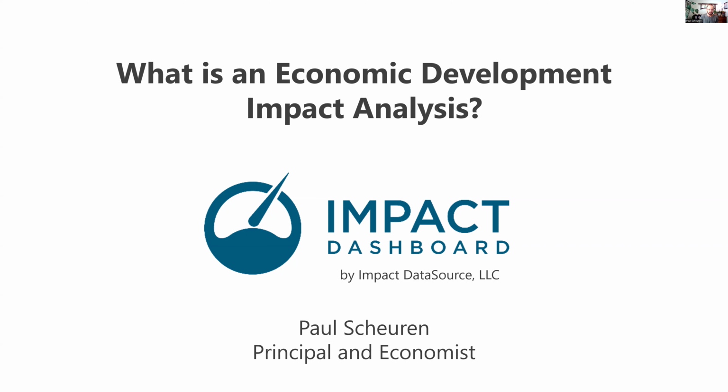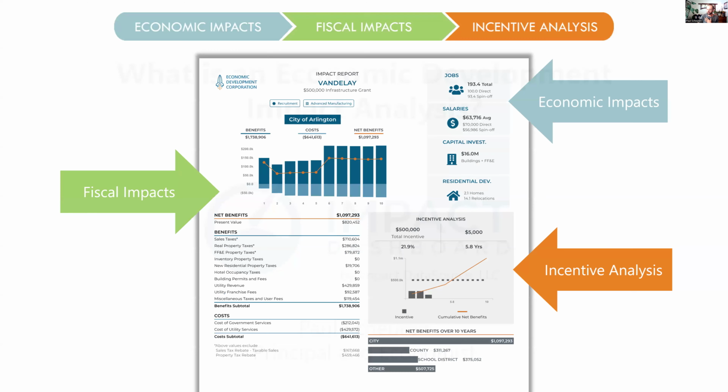But I'm going to jump on in here. So again, Paul Shurin with Impact Data Source. The concept of an economic development impact analysis, as we think about it, really combines three distinct elements that are connected and put together into that analysis. The first one is the economic impact. That's going to be the originating activity that's driving some spending in an economy.